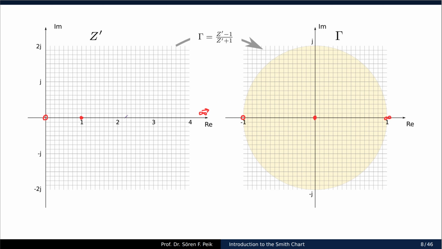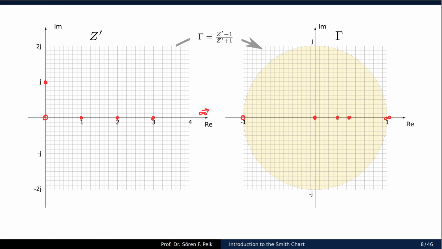Now let's use some more points. For example, the point 2. 2 minus 1 over 2 plus 1 becomes 1/3. So this point 2 is somewhere here, 1/3 is somewhere here. The point 3: 3 minus 1 over 3 plus 1 is 1/2, which would be somewhere here, I would say. And so on and so on. Maybe 4. Well, I don't do 4, then I have too many points. So this is kind of boring because these are only real numbers. Let's go for some complex valued numbers. For example, j.